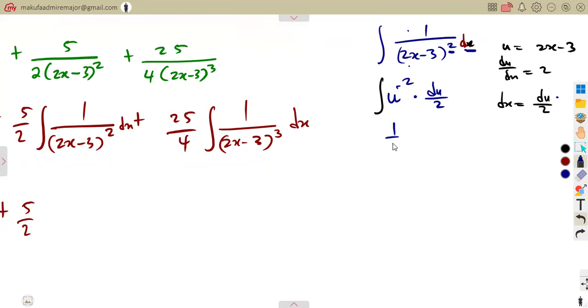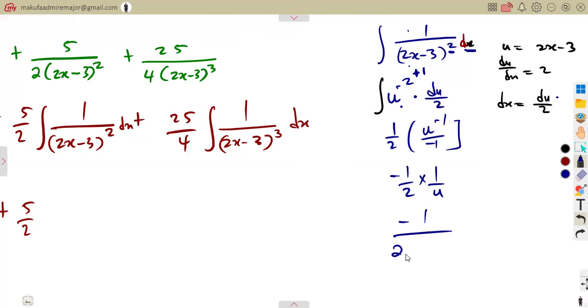So you take this 1/2 out and integrate this. Remember, for the integral you are going to add 1 to the exponent. So it will be u to the exponent of -1 over -1. All right, so that's minus 1/2 times 1/u. So that's it, guys. Remember, u is 2x minus 3.